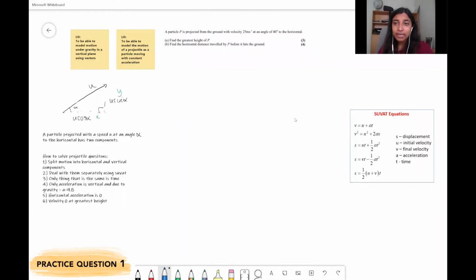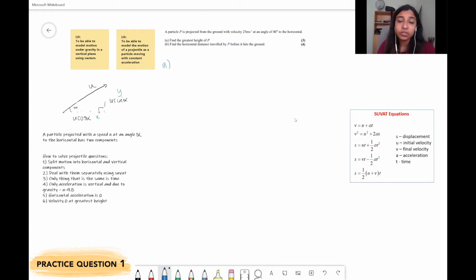So we have a question here. Feel free to pause and attempt it yourself if you want to. A particle P is projected from the ground at velocity 25 meters per second at an angle of 40 degrees to the horizontal. The first thing we want to do is find the greatest height of P.